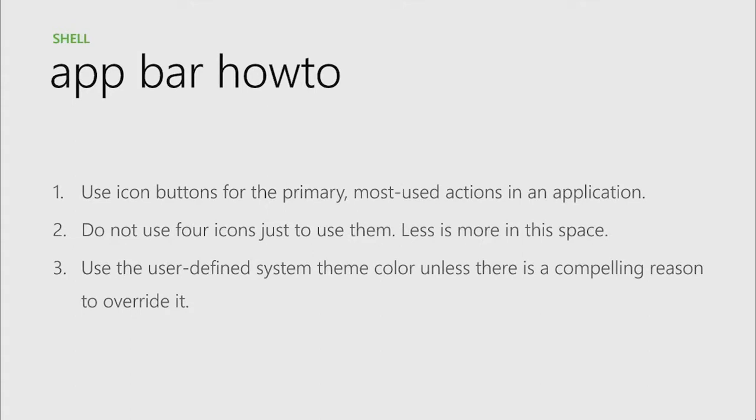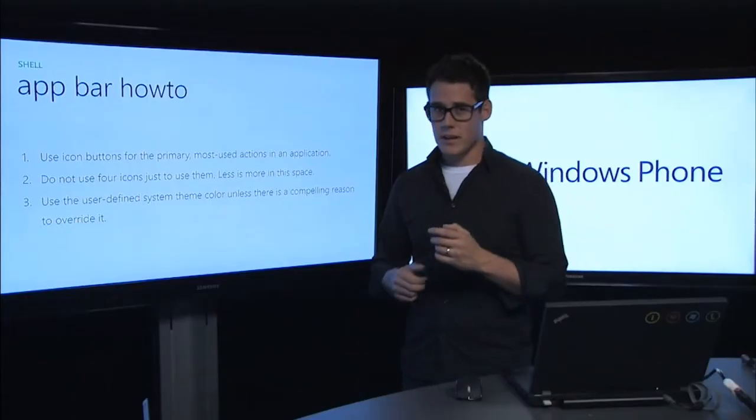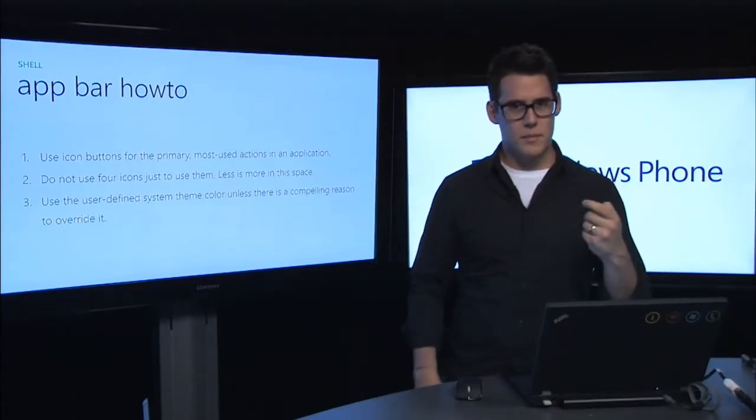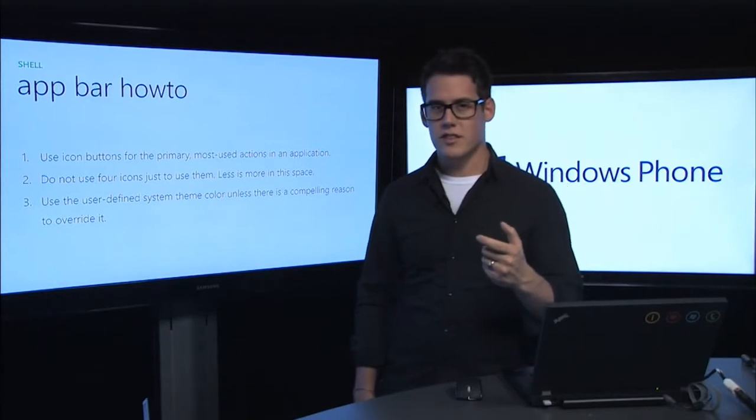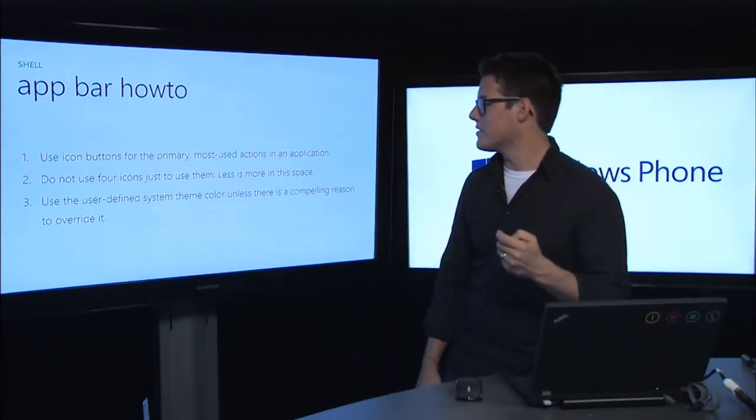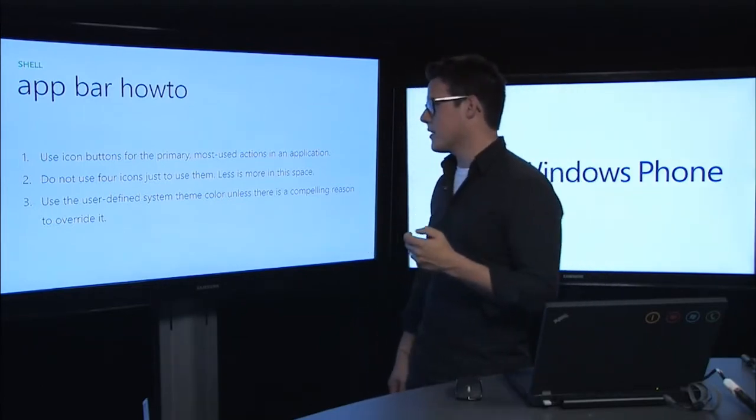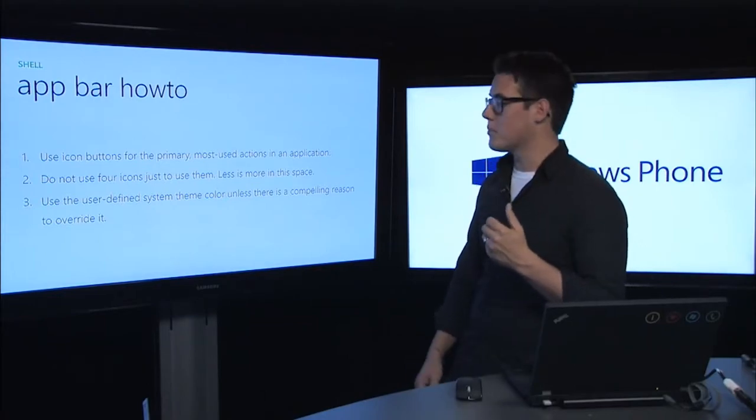So here's a couple of app bar how-tos. Use icon buttons for the primary most used actions in any application. If there's something that's getting used day to day and they're hitting it really quick, the app bar that rests at the bottom of the screen is the closest to their finger and thumb and is the fastest way for them to act on those items. The application bar is perfect for this.